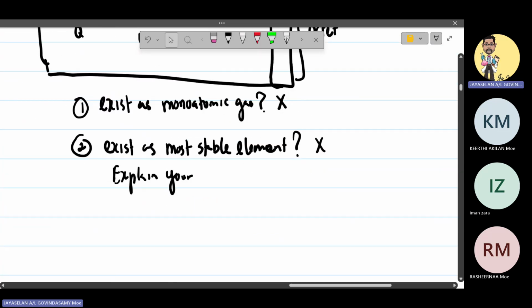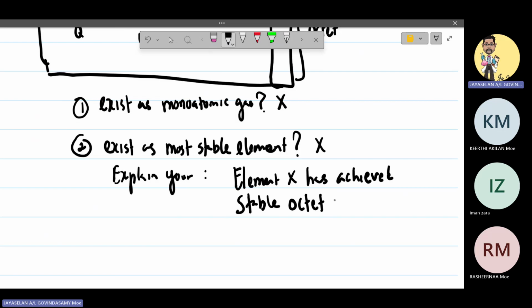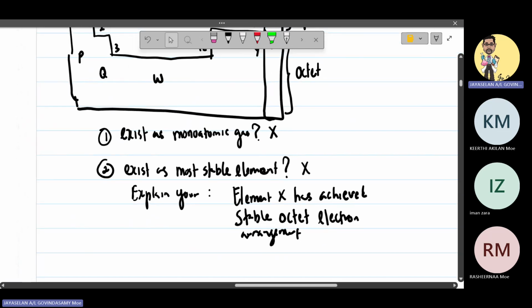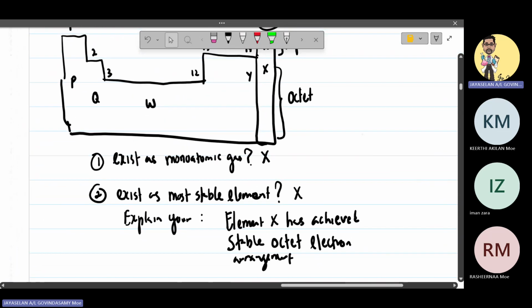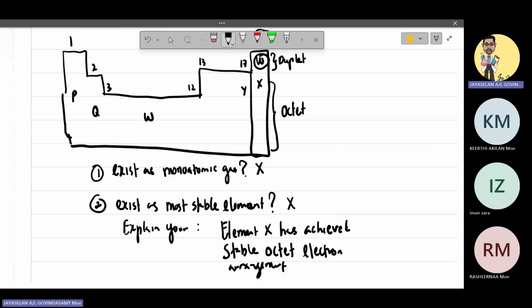Second place, octet, right? So you just put like this: element X has achieved a stable octet electron arrangement. Therefore, it is chemically stable. These three-mark questions must be memorized. If they give this one as duplet, the rest is octet. Any question?